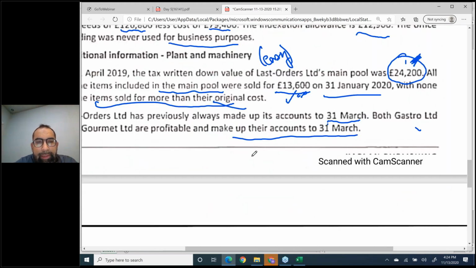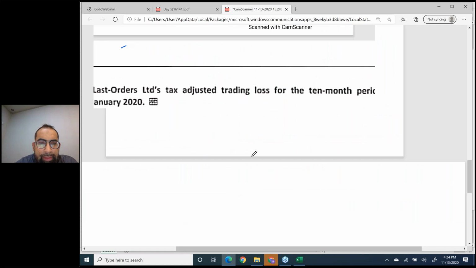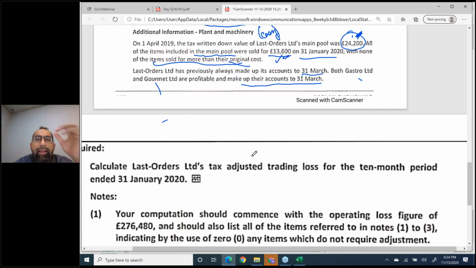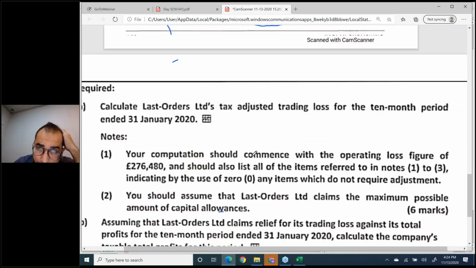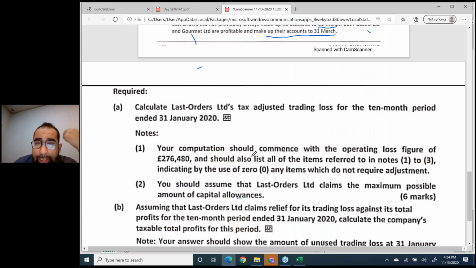Okay, let's read the requirement and let's finalize it. The first requirement: calculate Last Orders Limited's tax adjusted trading loss for the 10 months period ended 31st January 2020. The first requirement is related to only trading loss. Okay, only the trading income head, and obviously a trading loss will come, so only work on trading income.